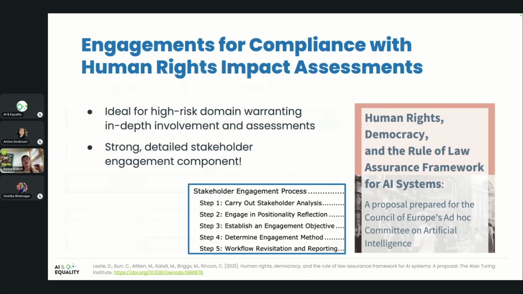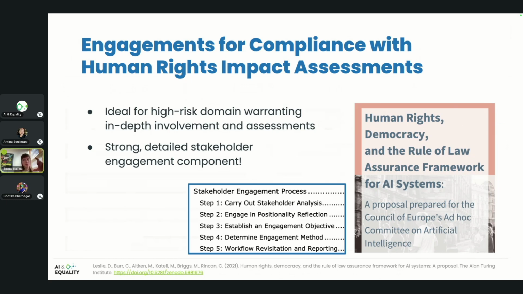Yes. And then, if you are operating in a high risk domain where you really want to make sure you do it in depth, then there is the Human Rights, Democracy, and the Rule of Law Assurance Framework for AI Systems. It's really good. It's from the Alan Turing Institute. We also had a little bit of input in this, and they worked on this with the Council of Europe.